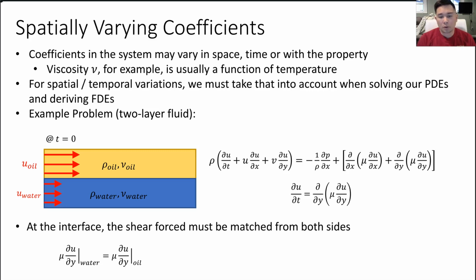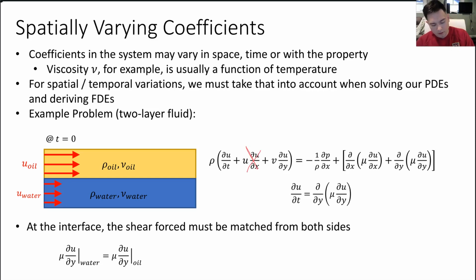So for our example, we're going to be looking at the time-dependent Navier-Stokes equation. And we're going to make a number of simplifying assumptions. We're going to make the assumption that our velocity is exclusively in the u direction, and that our variation is exclusively in the y direction. So that's going to allow us to eliminate a number of terms.